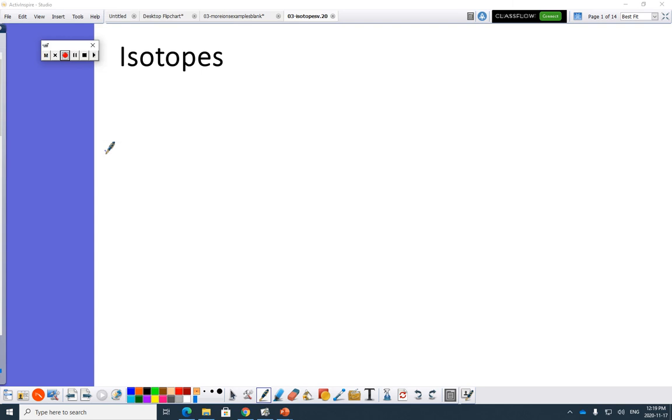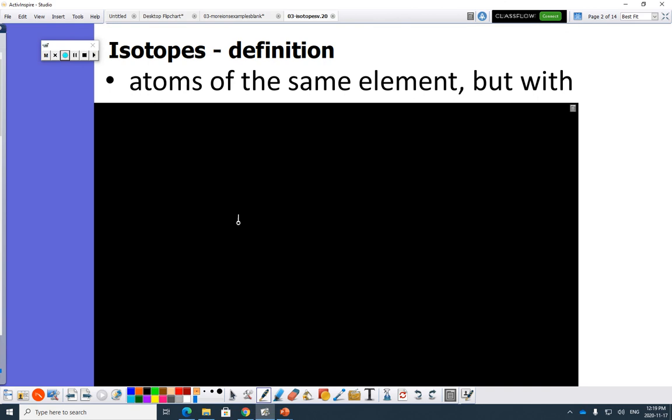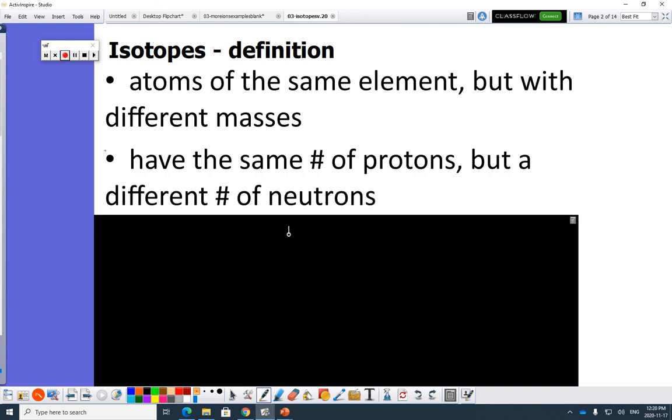So isotopes, they are atoms of the same element, but they have different masses. And the reason they have different masses is because they have a different number of neutrons. So again, you cannot change the number of protons without getting a new element, but you can change the number of neutrons. And neutrons have mass. They are not negligible like an electron. So it's going to influence the mass of an atom.